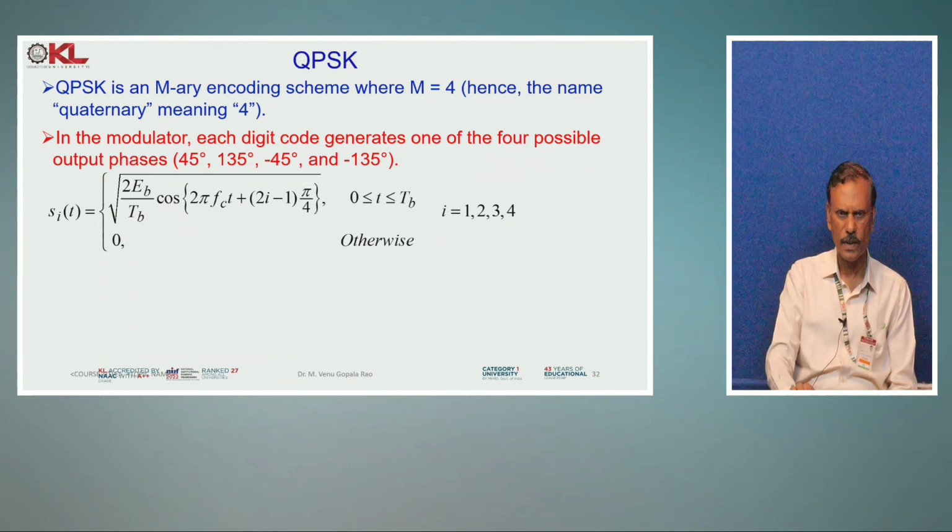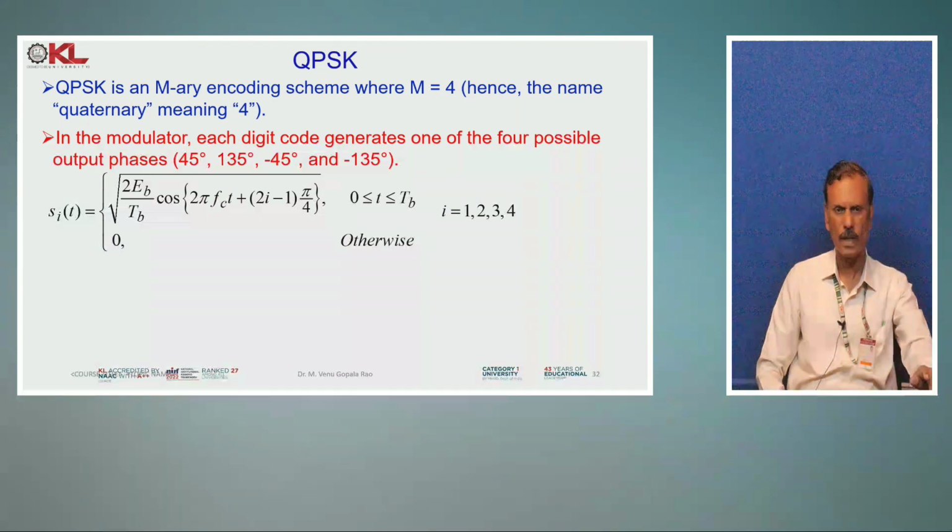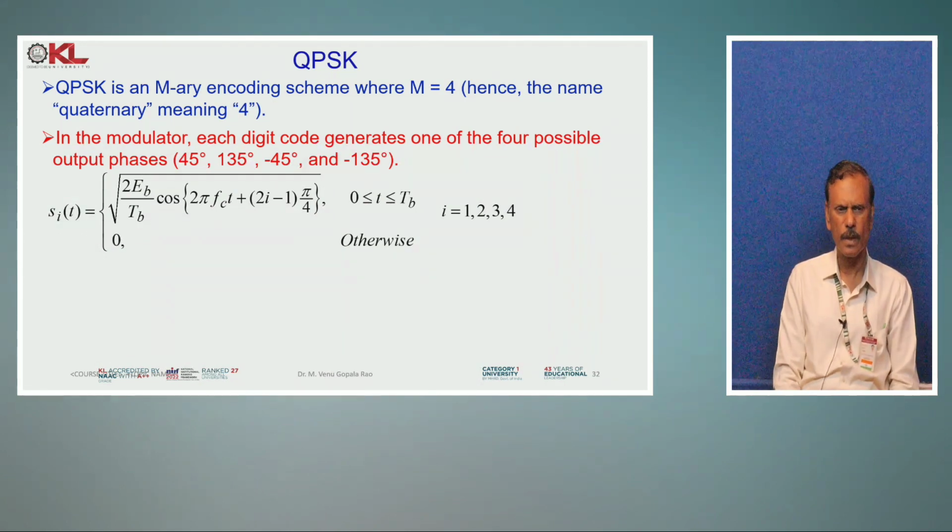Mathematically, the QPSK signal is represented like this. For digit 1 we can represent it as root of 2Eb by Tb times cos(2 pi fc t plus (2i minus 1) pi by 4), where t is between 0 and 2Tb, where i is equal to 1, 2, 3, 4. Here i stands for the phase. The square root applies only to the 2Eb by Tb.